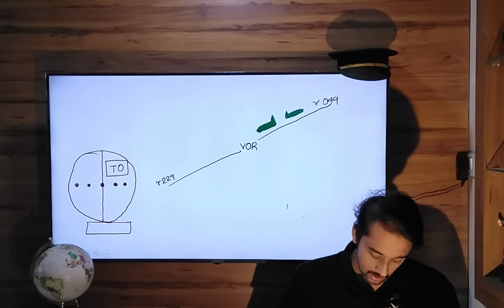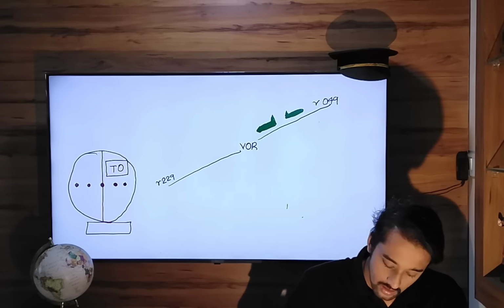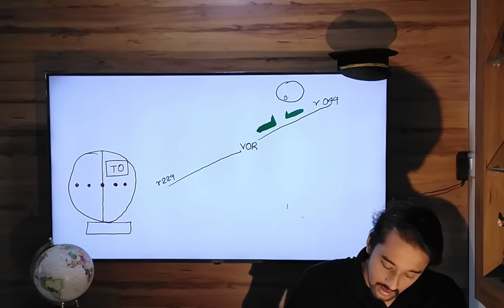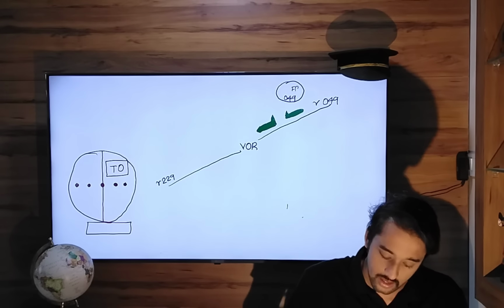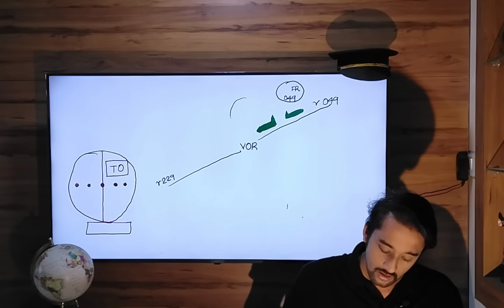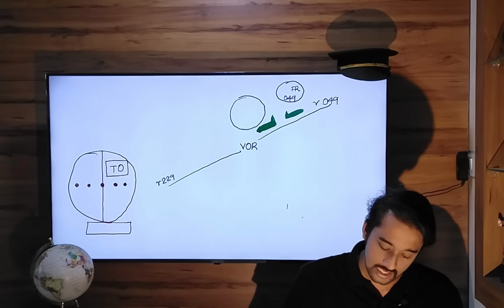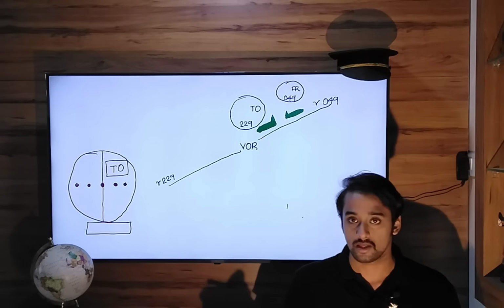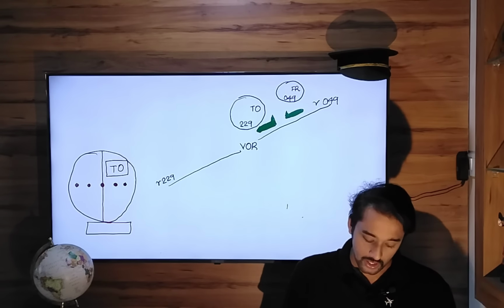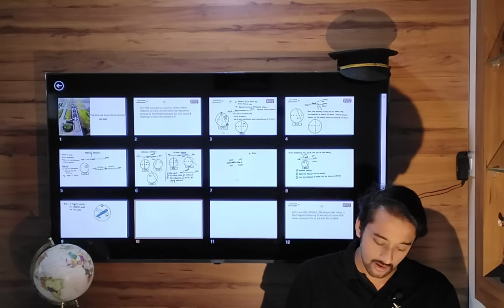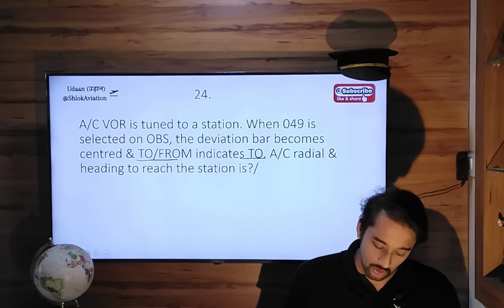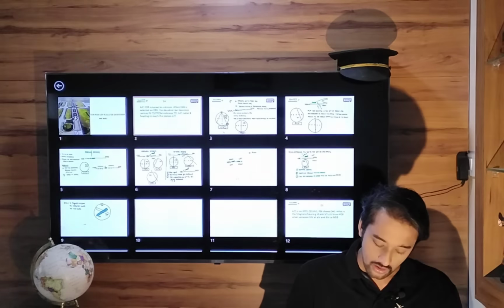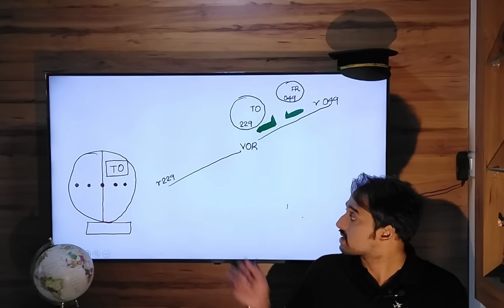If you are flying outbound, in the OBS selector you will have to put 049 and you will get a FROM indication. If you are flying inbound, as I have explained, you will have to put 229 in the OBS selector and you will get a TO indication. But according to the question, you have put 049 in the OBS. You have selected 049 in the OBS.